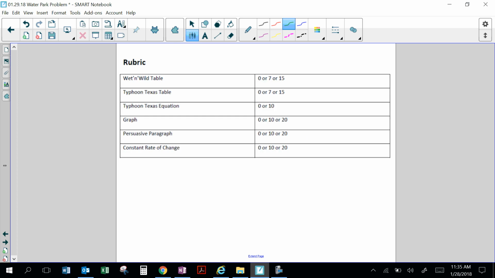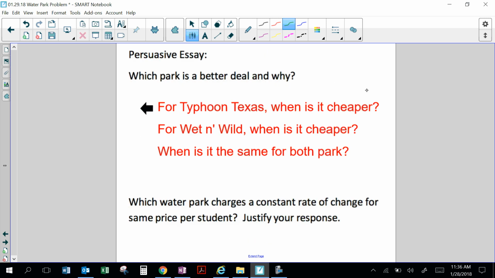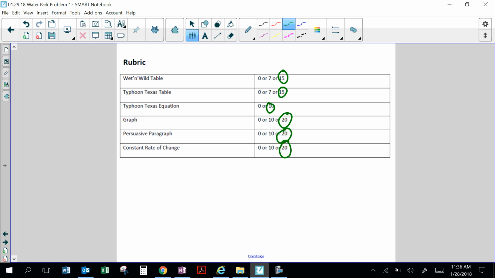And this is how we're grading you. Did you make a Wet n Wild table? Did you do it correctly? 15 points. Did you make the Typhoon Texas table correctly? Get another 15 points. Did you write an equation for Typhoon Texas, deciding if it's additive or multiplicative, and writing an equation in the form of y equals? Did you graph it correctly? Did you graph Wet n Wild and Typhoon Texas correctly? Did you do a persuasive essay? Did you explain when Typhoon Texas is cheaper, when Wet n Wild is cheaper, and when it's the same? And did you tell me which park charges a constant rate of change or a steady rate?